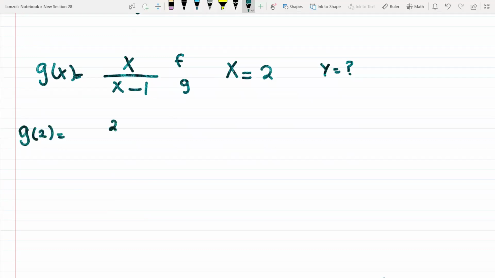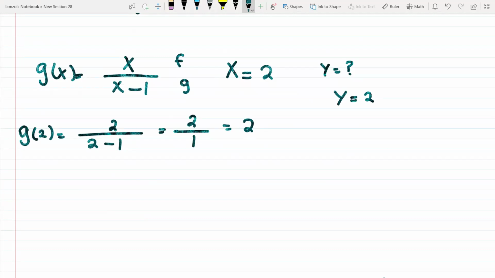So that's 2 over 2 minus 1. That's 2, and then 2 minus 1 is 1. So that's 2, which means my y is 2. The next thing I'm going to do is find the slope, so I have to take the derivative.